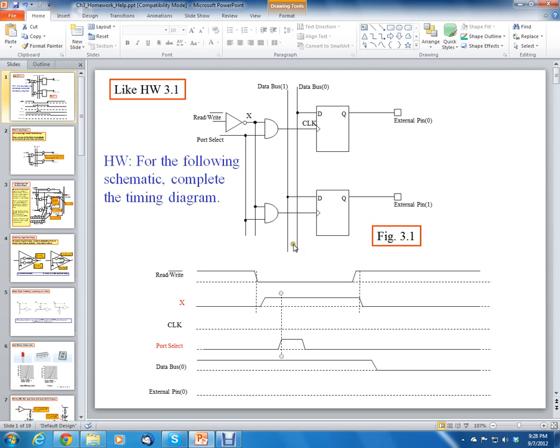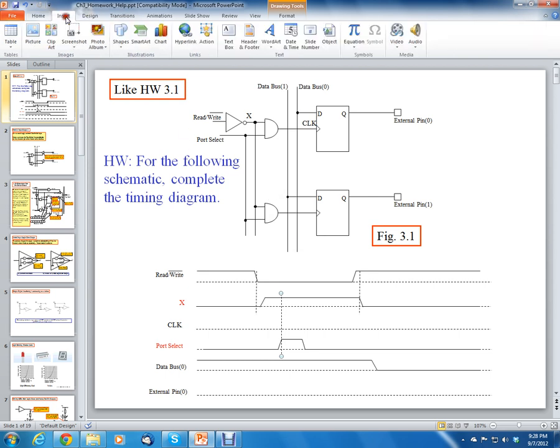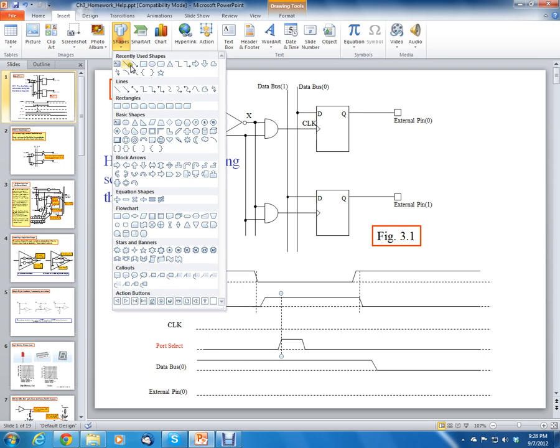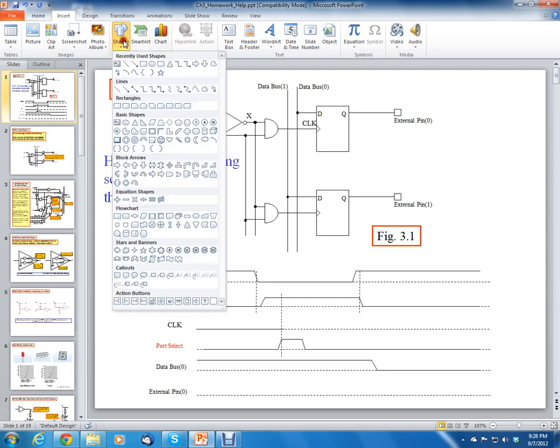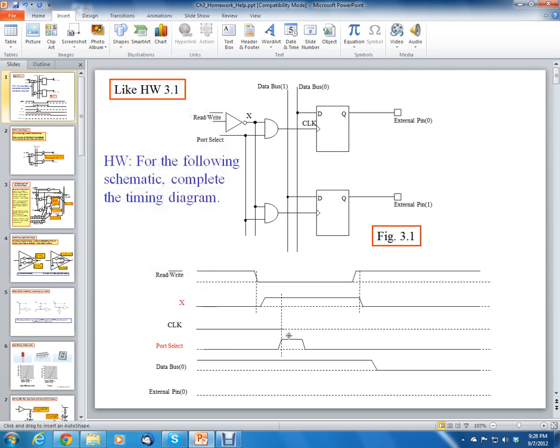Remember, the AND gate's going to have a little bit of a delay, so let's go ahead and show that. So clock is going to be 0 up until about right here. That's going to be a little bit of a delay. Now, whenever this one goes high, then we need to make the clock signal go high. So this is going to go high, starting at that point.